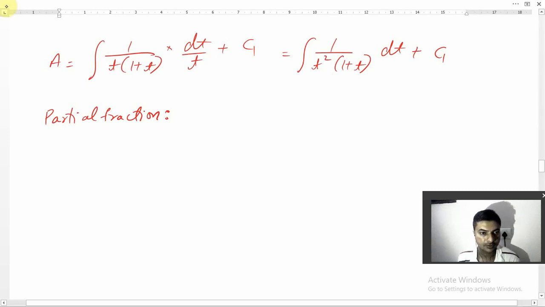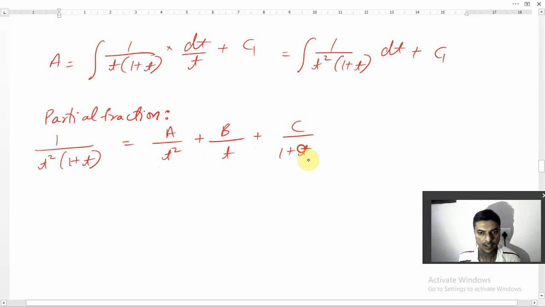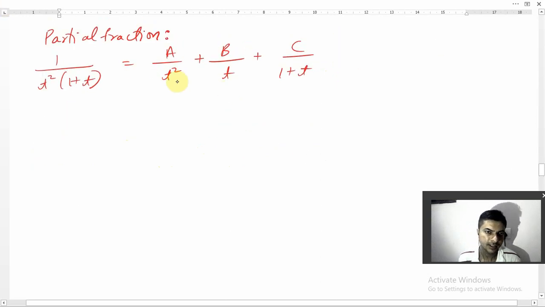Okay, partial fraction, what can we take? I am going to take this inner part, that is 1 divided by t square into 1 plus t. We'll just simplify very quickly. I'll just take this as a divided by t square plus b divided by t plus c divided by 1 plus t, splitting this into partial fractions, students. So I'm going to get this. Now find a, b, c. Immediately I'm going to get the partial fraction. Now I can integrate this. When we split this into 3 parts, it is now easy to integrate. I'm going to find a, b, c.